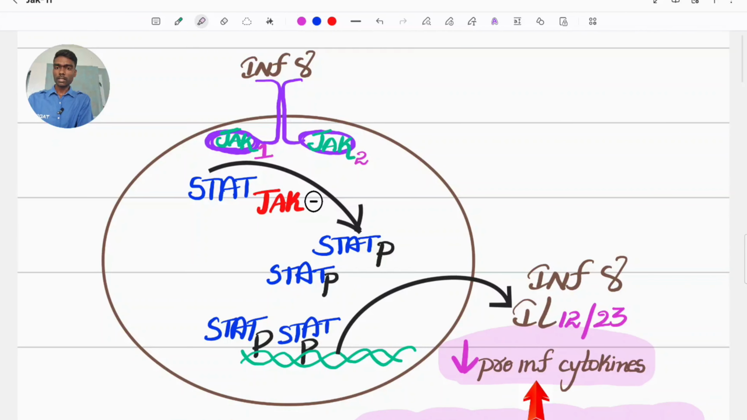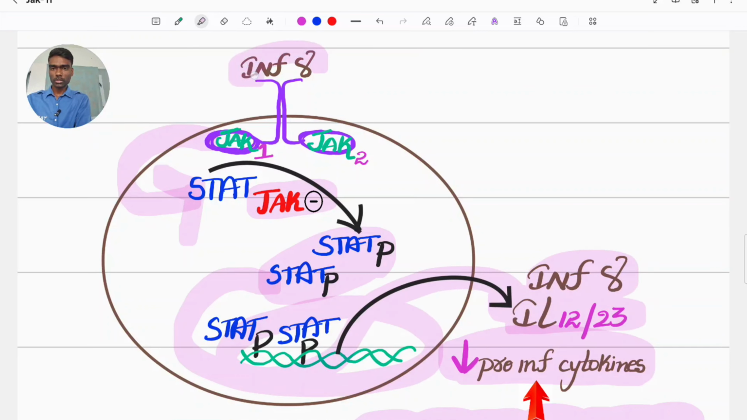These JAK inhibitors, here you can see clearly, are inhibiting phosphorylation of STAT by JAK, and then STAT phosphorylates and gets into dimerization. These dimers of STAT will go into the nucleus and release pro-inflammatory cytokines, interleukin 12, 23, interferon gamma, in response to cytokine interferon gamma with the help of cytokine receptor.